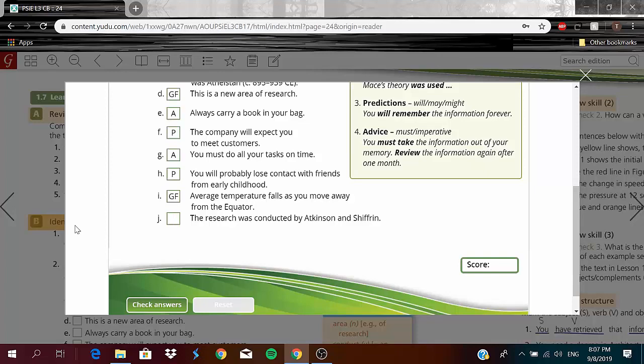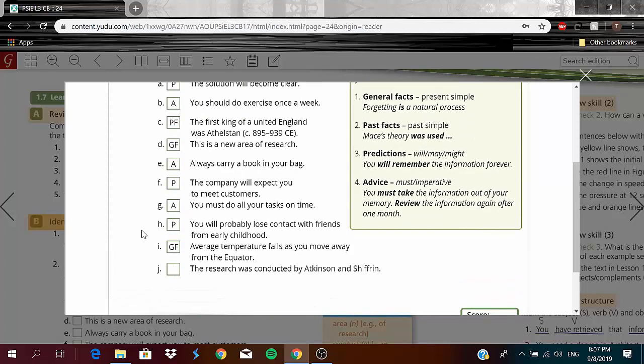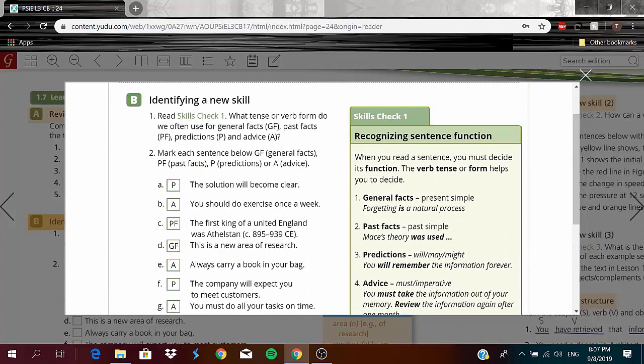So, probably, what was it? A past fact, yeah, because it was conducted a while back, so PF. Okay, so we mark the sentences: general facts, past facts, predictions, and advice. And that's how you recognize the sentence function. Check the verb tense or form, and that should help you decide.